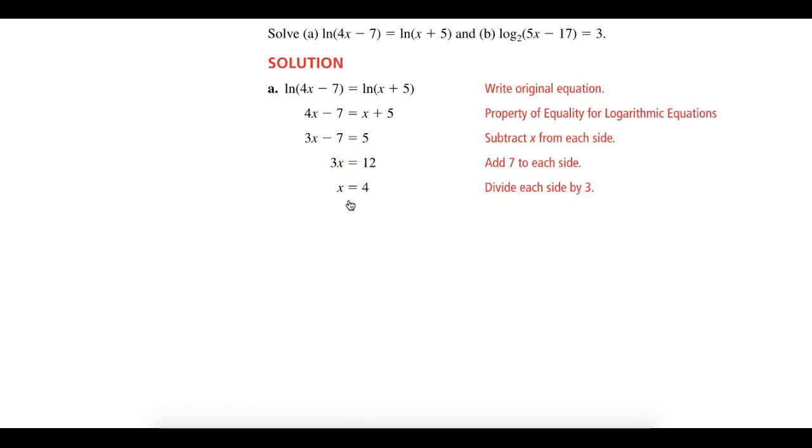equals 4. Now if we go back to check this, we get the natural log of 4 times 4 is 16. 16 minus 7 is 9. So we get the natural log of 9 equals x plus 5, which is just 4 plus 5. So we get natural log of 9 equals natural log of 9.